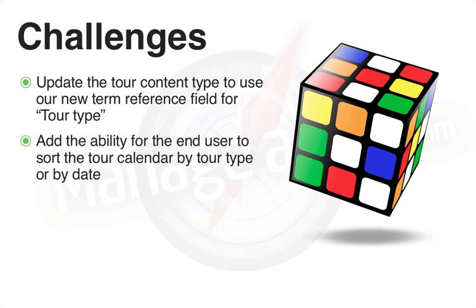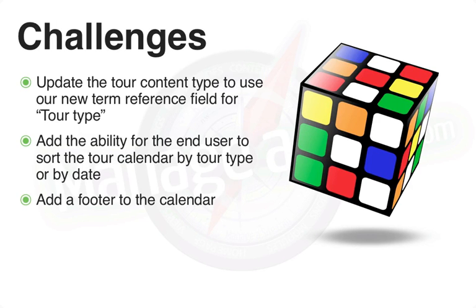And then you can add the ability for the end user to sort the tour calendar by tour type or by date. Right now, when a user goes to that page, they see a list of the tours, but they can't sort it any particular way. But it's pretty easy to add that sorting through views, so see if you can find those options.